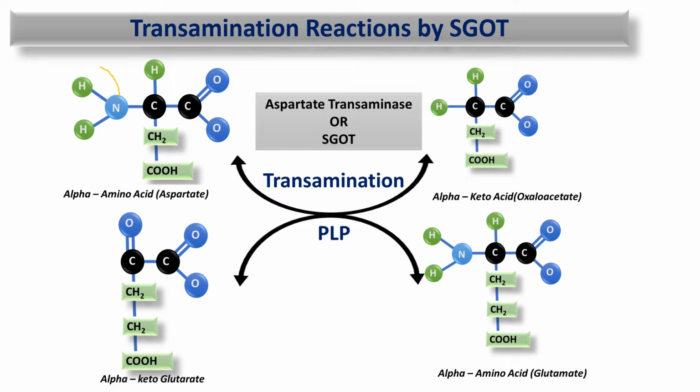So here you can see this is the amino group, it is transferred to this alpha ketoglutarate, and there is a conversion of aspartate to oxaloacetate, and here there is a keto group. Actually here there should be a keto group, no H needed here, and this is oxaloacetate, and here you will get glutamate. The enzyme is SGOT or aspartate transaminase, and this reaction is called a transamination reaction.